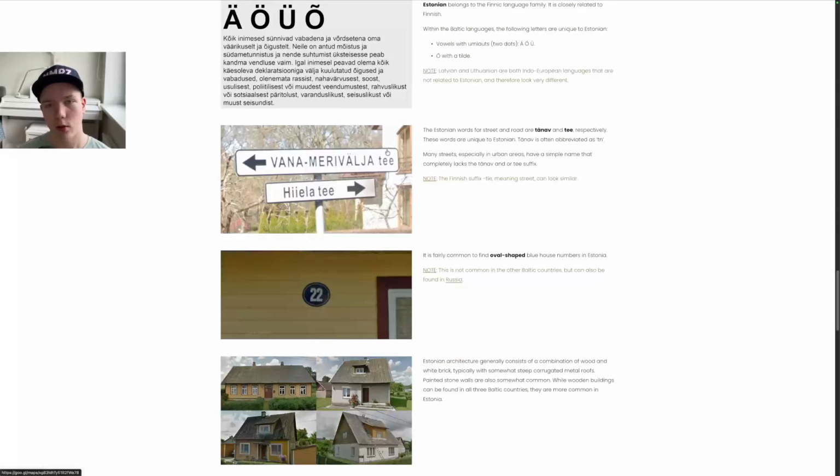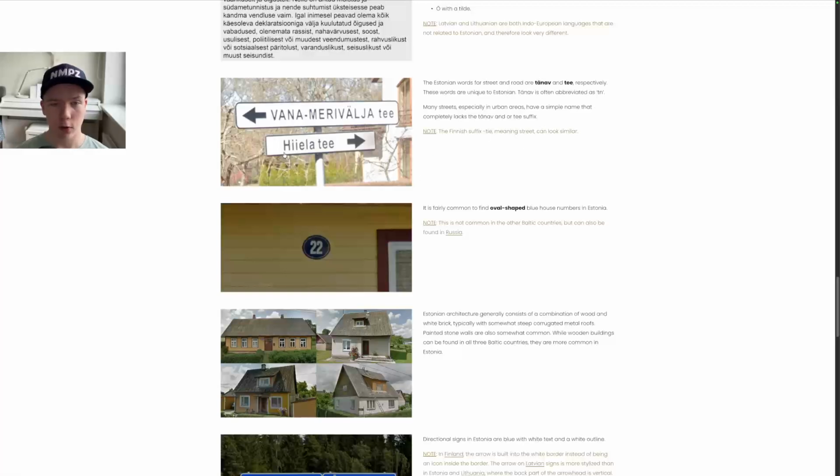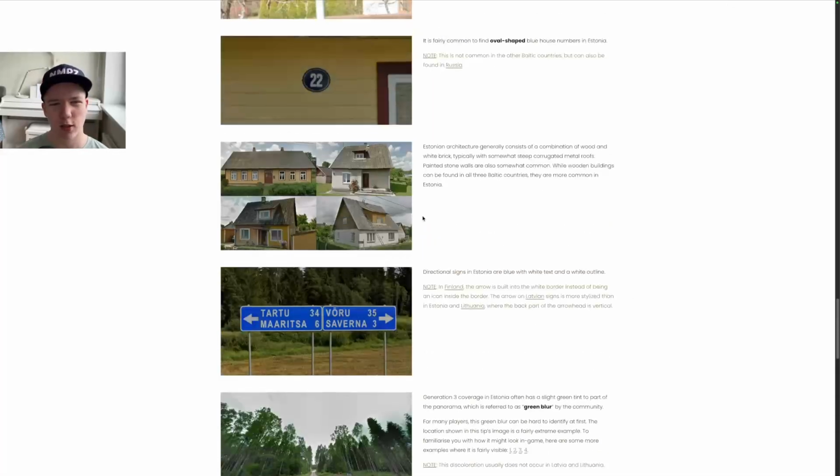These street signs are also common in Estonia, that just look like this, but the words tänav and tee are only in Estonia. In Finnish, TN is also a tänav abbreviation. And in Finnish there is TIE, I don't know how you pronounce that. Anyway, you can see that in Finland, but it's a bit different. Oval-shaped blue house numbers, you can also find in Russia. I don't know how useful that is actually.